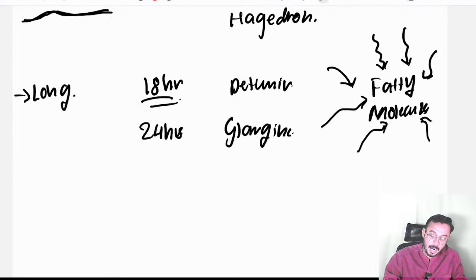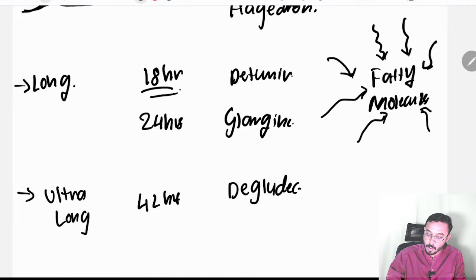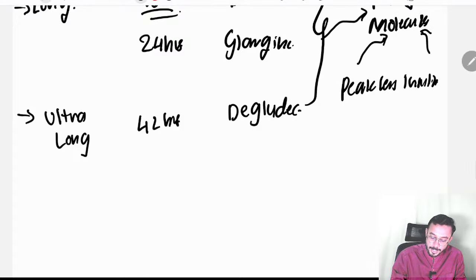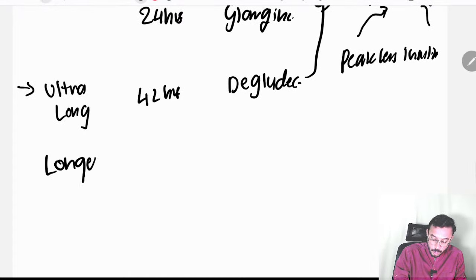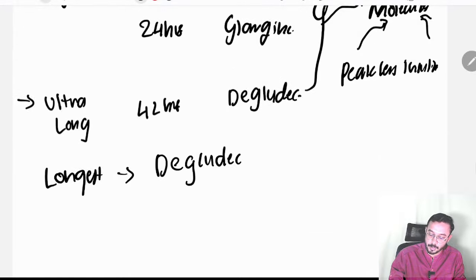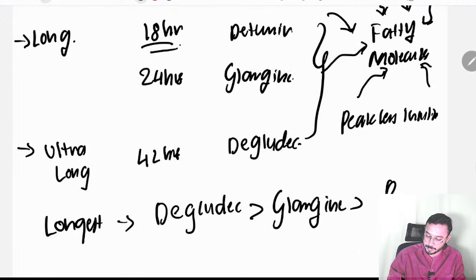And next we have ultra long acting insulin. The duration is 42 hours and the example is Degludec. Remember, all these are peakless insulins. Long acting insulins don't have a peak. So if the question asks which is the longest acting or ultra long acting insulin, which acts for too long a period, don't answer Glargine. If you have Degludec, you can go for Degludec. If this is not there, you can go for Glargine. And if this is not there, then you can go for Detemir.